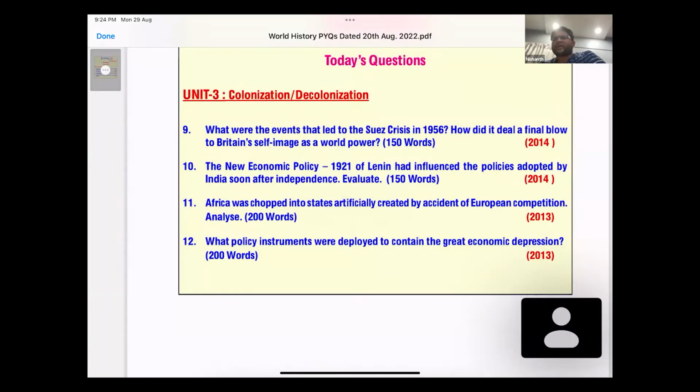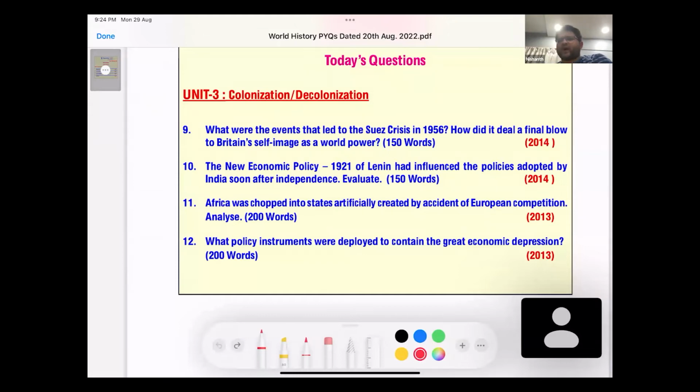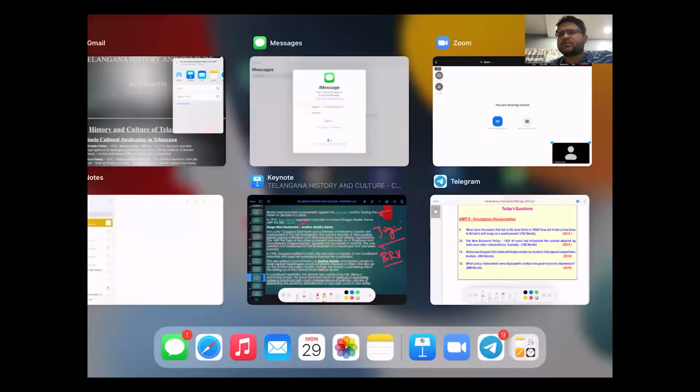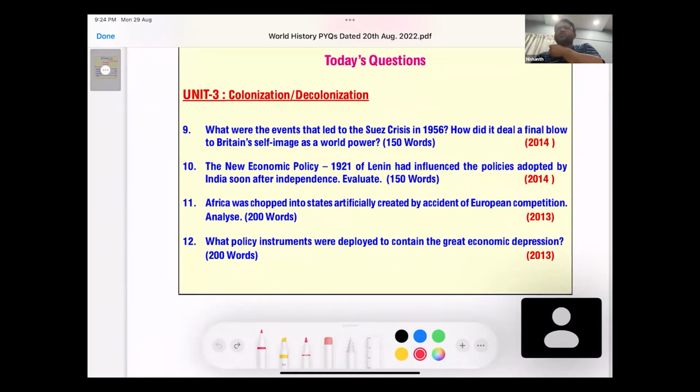The new economic policy of 1921 of Lenin had influenced the policies adopted by India soon after independence. Evaluate the new economic policy. So the new economic policy of Lenin in 1921 has influenced policies adopted by India soon after independence. Evaluate. So basically, policies adopted by India after independence are basically the policies of Jawaharlal Nehru, right?